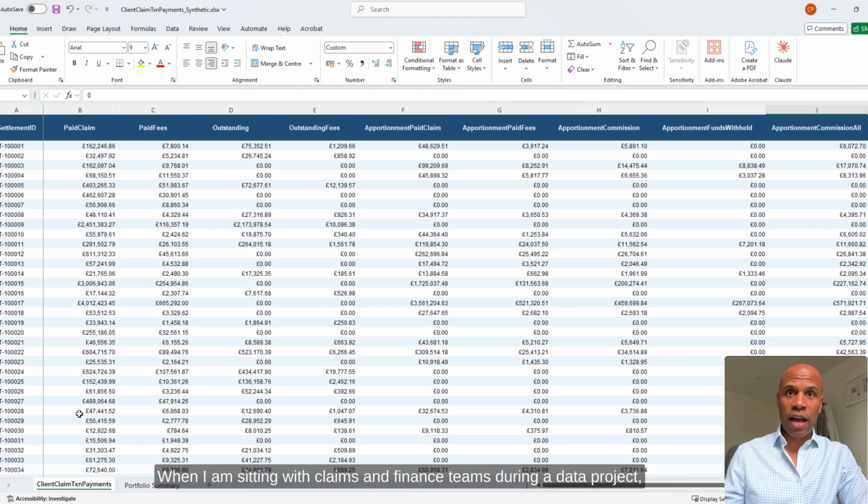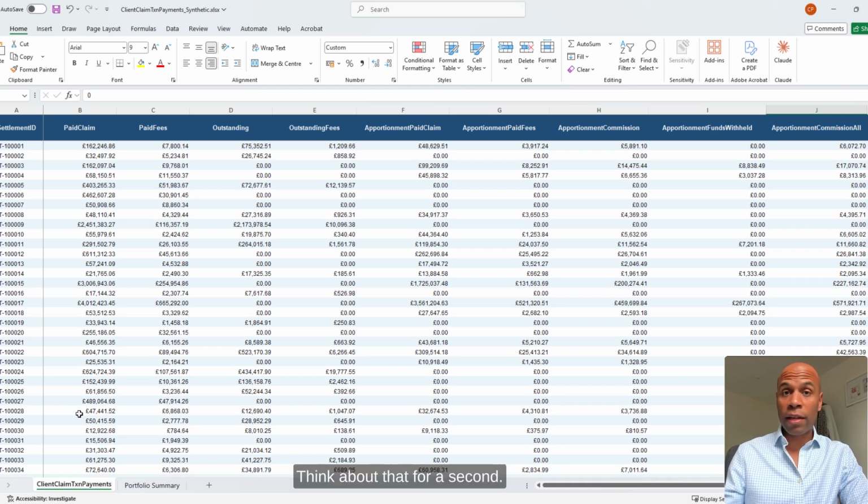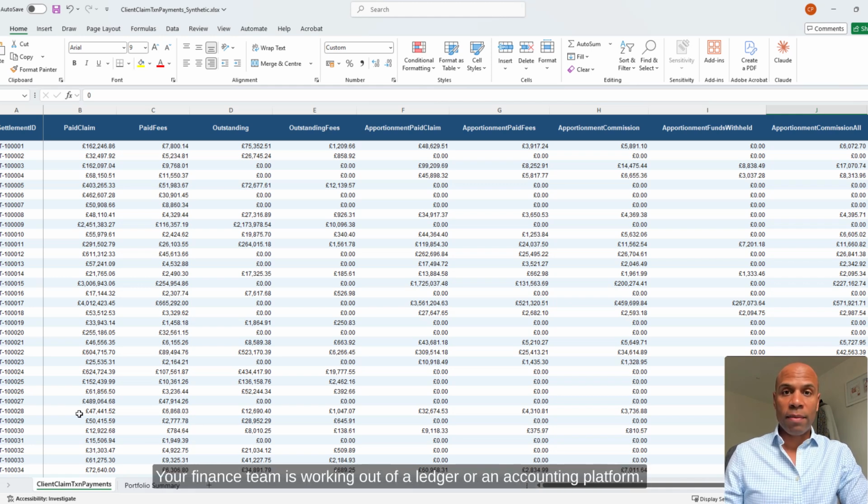when I am sitting with claims and finance teams during a data project. How confident are you that your claims figures and your finance figures are telling the same story at any given moment? Think about that for a second. In the London market, your claims team is typically working out of a claims management system. Your finance team is working out of a ledger or an accounting platform.